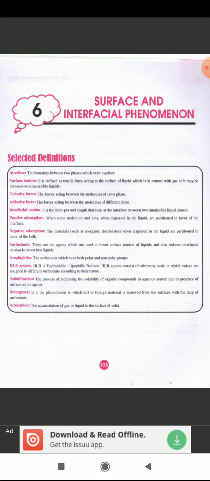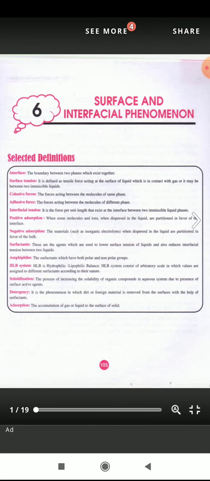Now positive adsorption and negative adsorption. Positive adsorption is when molecules and ions dispersed in a liquid are partitioned in favor of the interface, and negative adsorption is when materials, molecules or electrolytes dispersed in a liquid are partitioned in favor of the bulk medium. Surfactants, which we also call surface active agents, are used to lower the surface tension of liquids and also reduce the interfacial tension between two liquid media. Amphiphiles consist of both polar and non-polar groups.